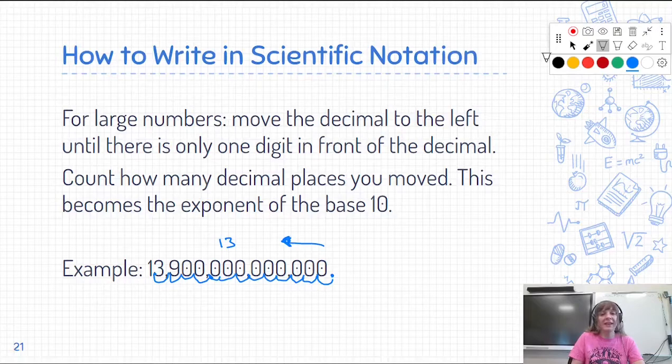And so this answer is going to become 1.39 times 10 to the 13. When you're writing this decimal here, please don't write the zeros. That's what this number up here is for. That's what the whole 10 to the 13 is. That replaces all of your zeros. We don't care about all the other zeros after the 9. If there was a 0 in between, then we would care.